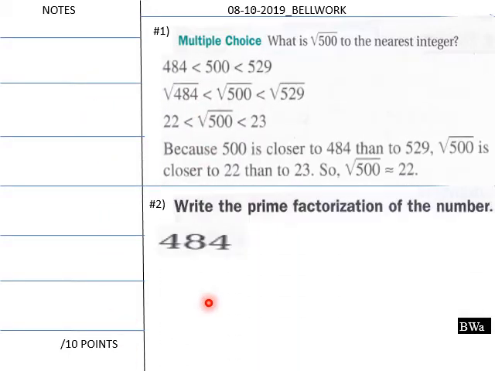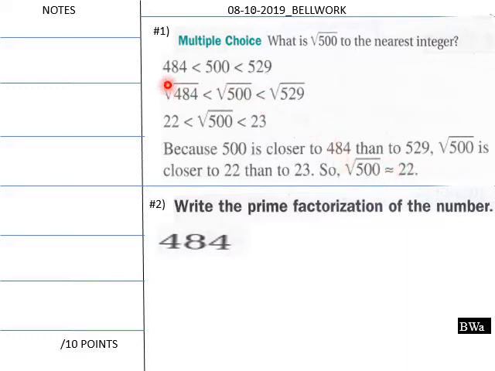Okay, welcome back for our solutions. Here is our inequality statement for finding the nearest integer square root of 500. So 22 is less than the square root of 500, and then the square root of 500 will be less than 23. It's closer to 484 than to 529, so the square root of 500 is closer to 22 than 23, so it's approximately equal to 22.